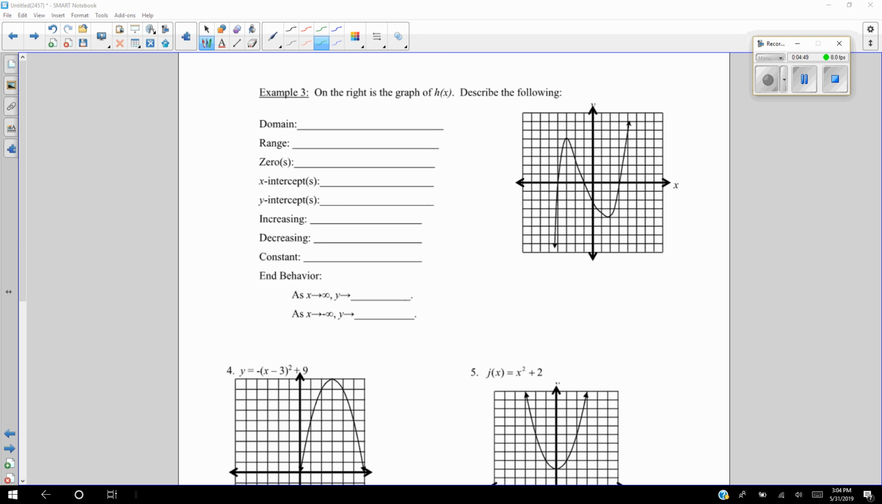I would encourage you to go ahead and try example number 3 on your own. I'm going to go over some of the answers here in just about 5 seconds.